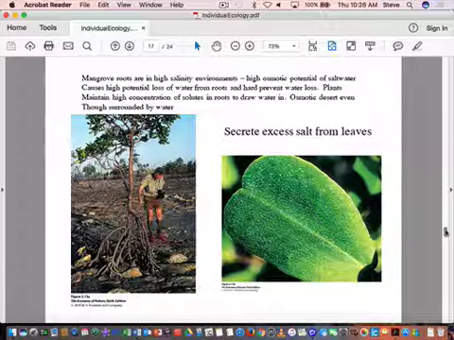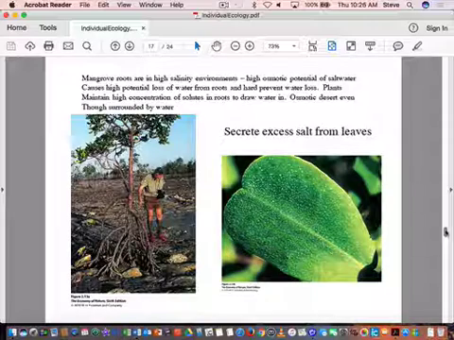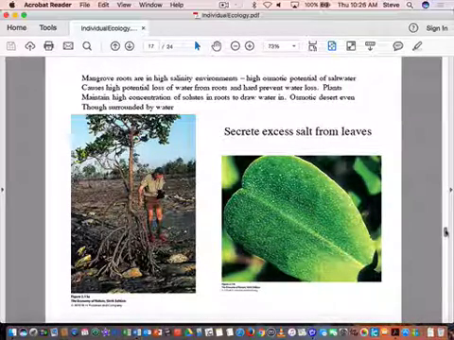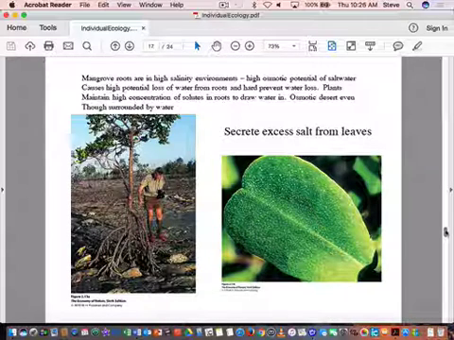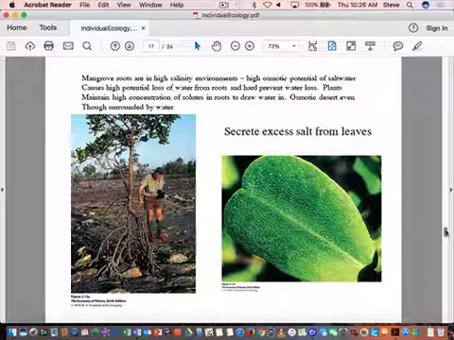So mangroves live in these high salinity environments, and there's a high osmotic potential of salt water. That means the gradient is much higher outside the root, so water's going to go out of them. So they're going to lose water. That's not good for a plant, is it? Can't survive as a plant. So it causes the high potential loss of water from roots, and it's hard to prevent water loss.